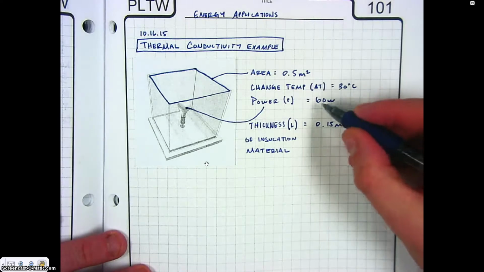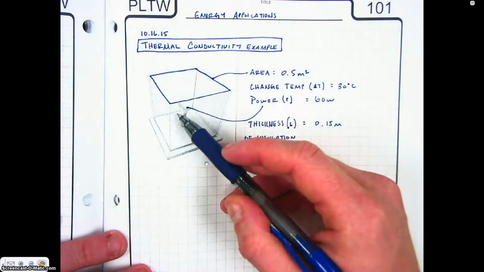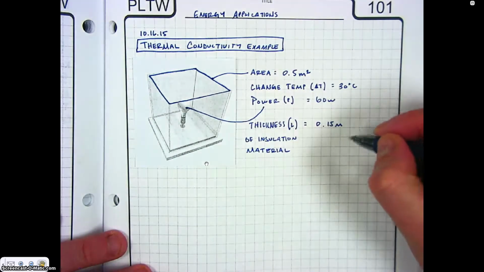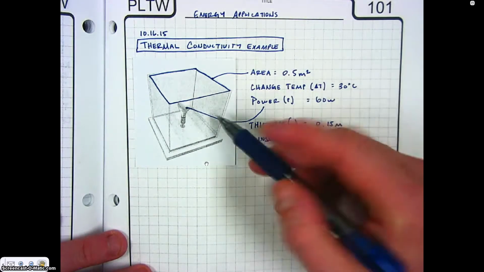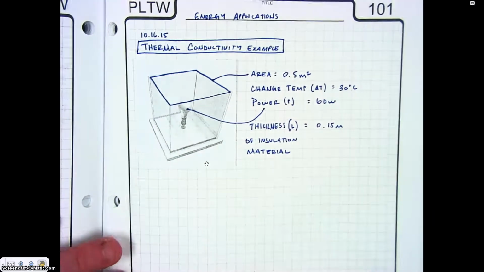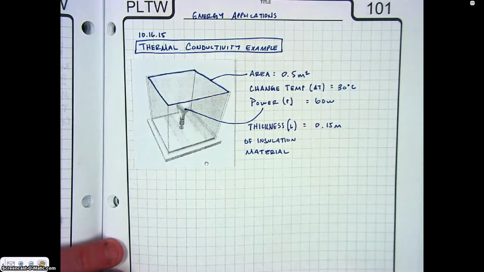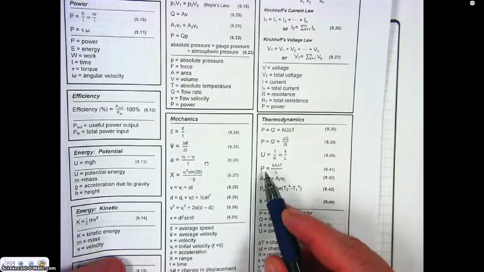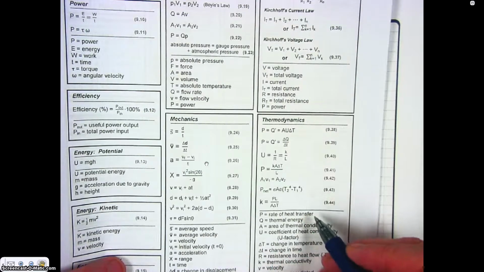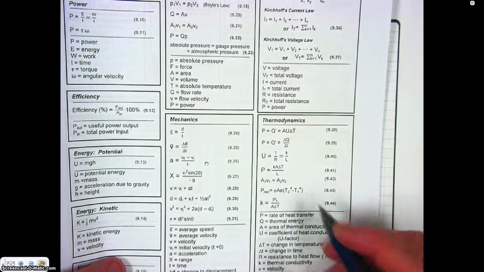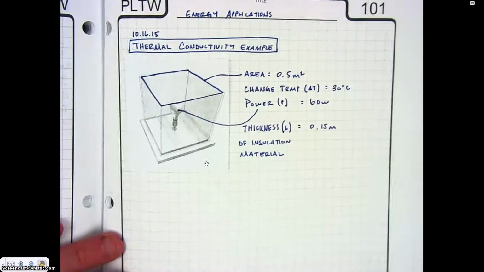We also know that our energy source here, the light bulb, has 30 watts of power. And we know the thickness of the insulation material that would be put on top of this box is 0.15 meters. Again, we're going to try to figure out the thermal conductivity of that insulation material. If we look at our equations here, we can manipulate this equation for the rate of heat transfer to solve for thermal conductivity.